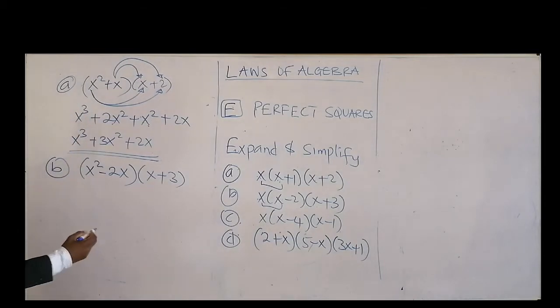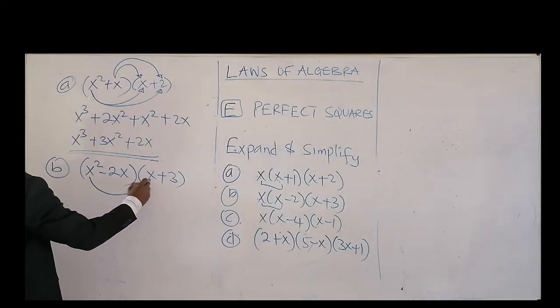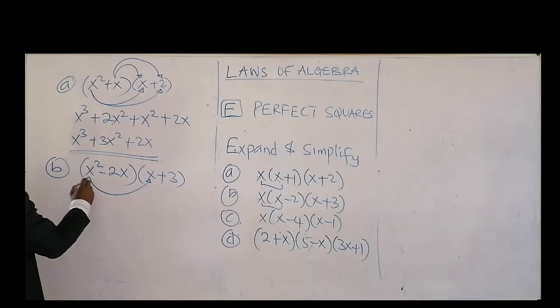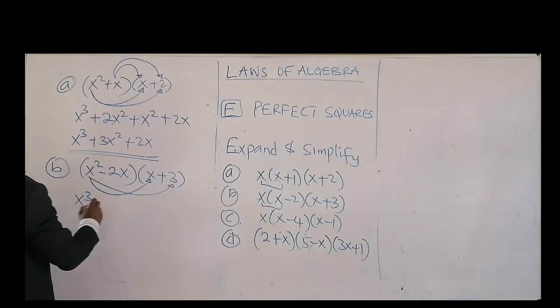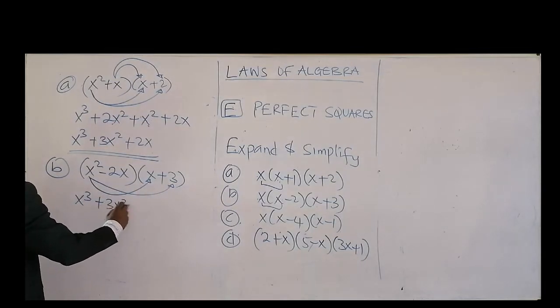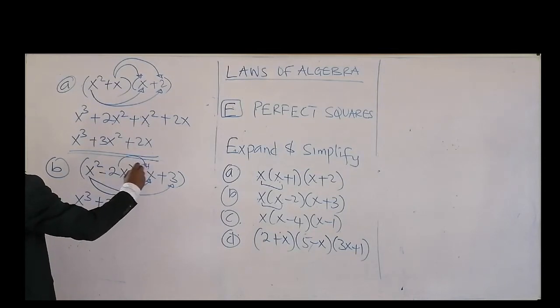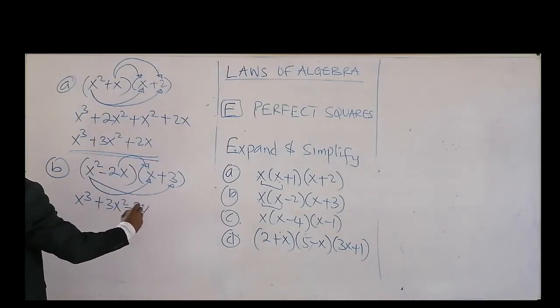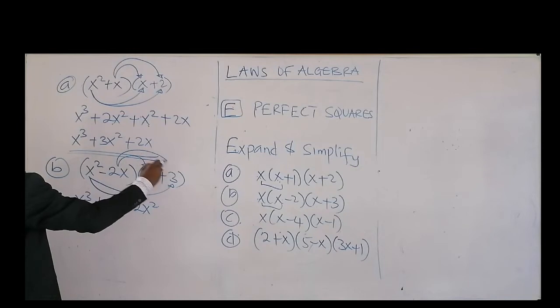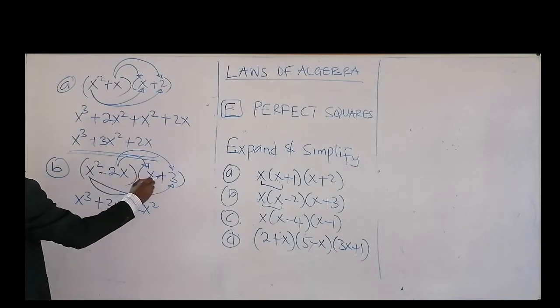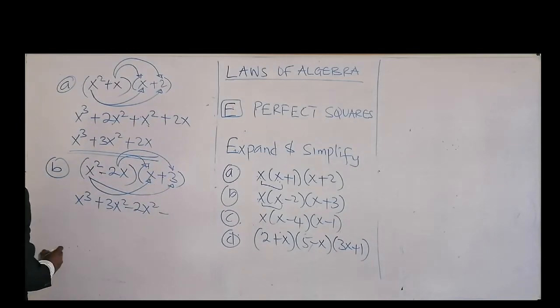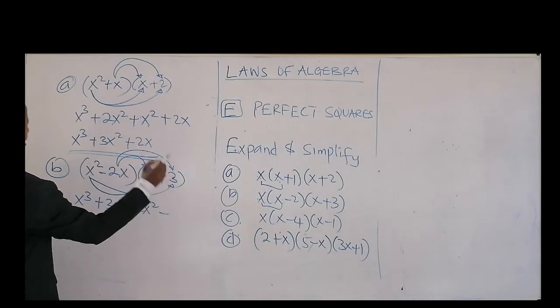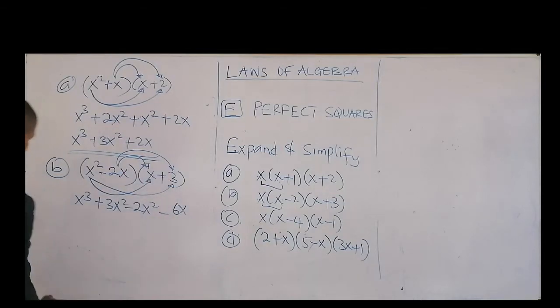So we now have this one, that's x cubed. This one again, that's a plus 3x squared. Then this one times this one, that's a minus 2x squared. This one again and this one, minus times plus, that's minus. Then 2x times 3, that's 6x.